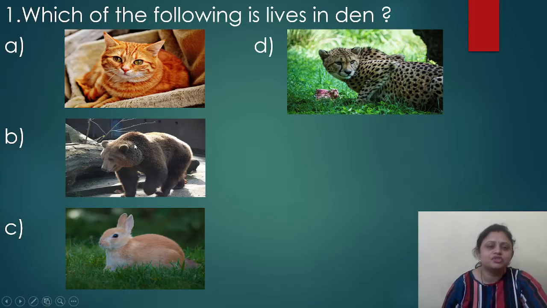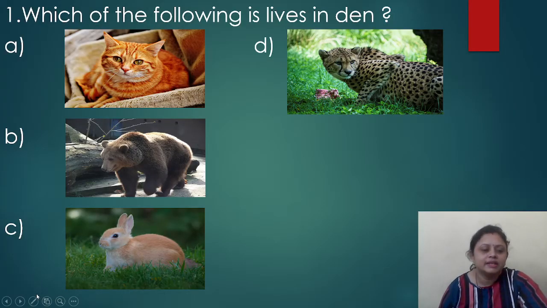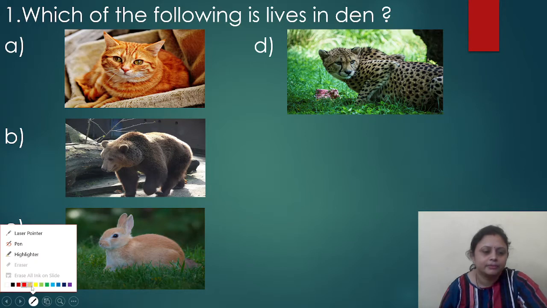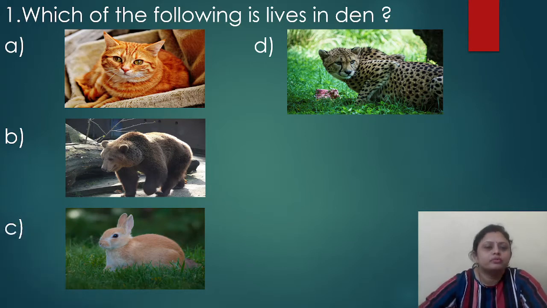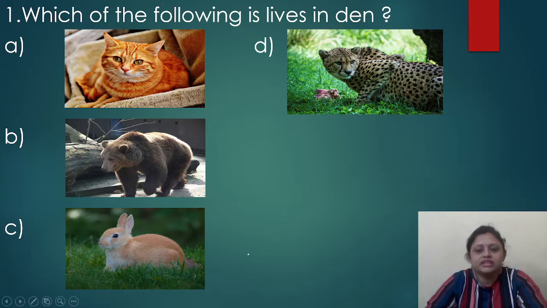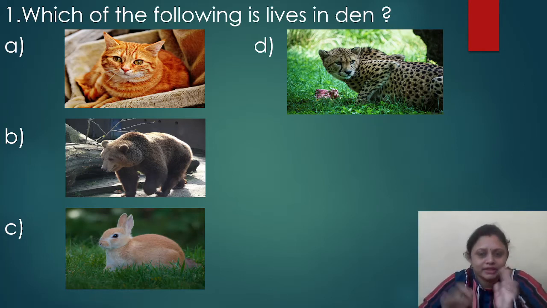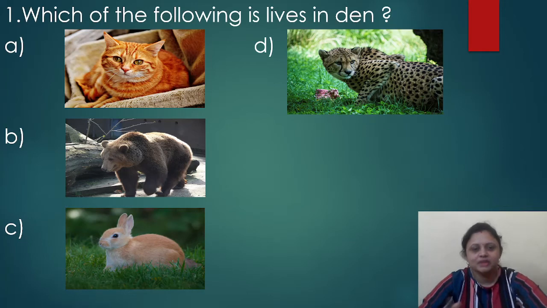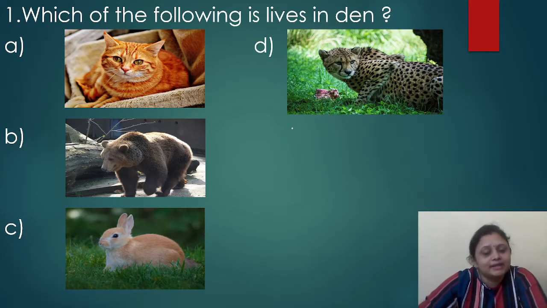What is our first question? Which of the following animals lives in a den? Okay. So in option A, cat is there. Option B, bear. Option C, rabbit. Option D, cheetah. Okay. So what do you think? Among these, which lives in a den? Yes, you know it, right? If you know the answer, please write in the comment box. Okay. Yes. So of course, the correct answer is option D, cheetah, and cheetah lives in a den.